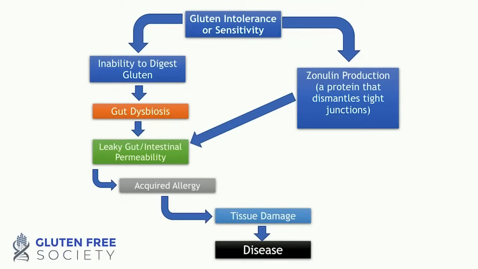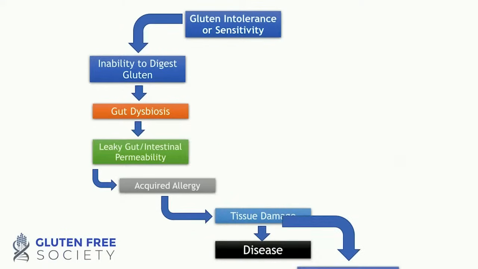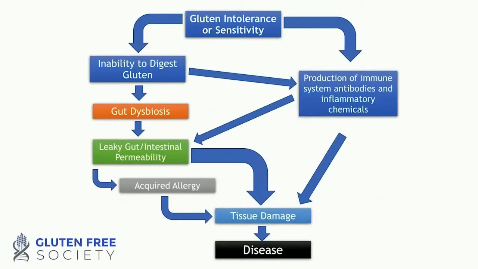So we know that gluten sensitivity can contribute to leaky gut, not in one way, but in two ways. We also then know this: when you don't digest the gluten, that leads to the production of immune system antibodies and inflammatory chemicals to those non-digested particles that can also lead to leaky gut, that can also cause tissue damage and disease. And so there are multiple mechanisms that are happening here.